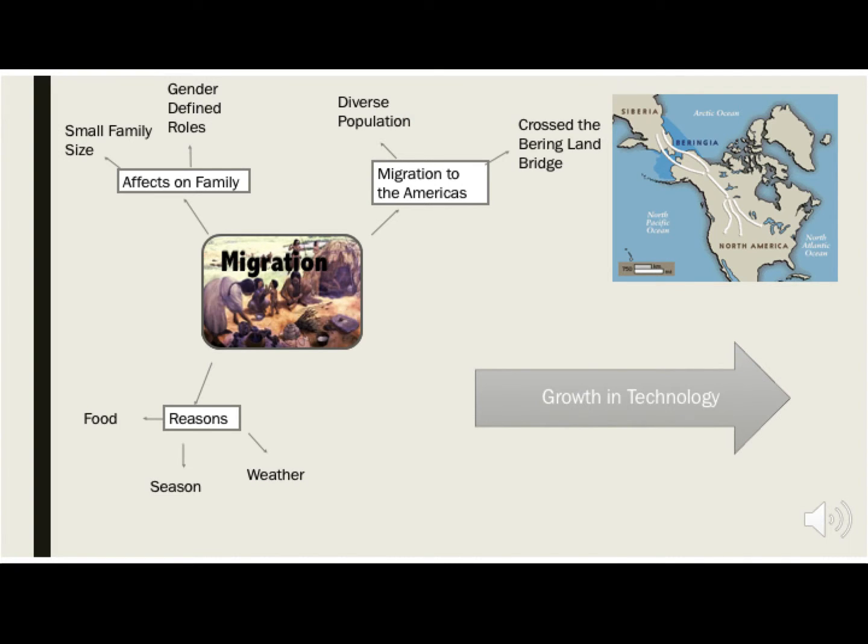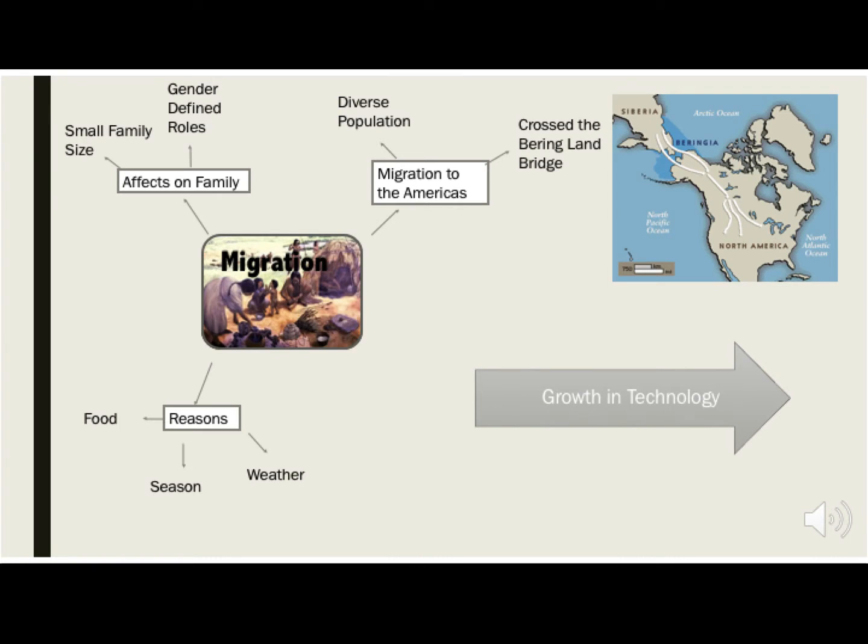Migration played a large role in the hunter-gatherer society. Reasons include food, seasons, and weather. Hunter-gatherers would move according to the food and animal populations. This was based on seasons, weather, and animal migration patterns.